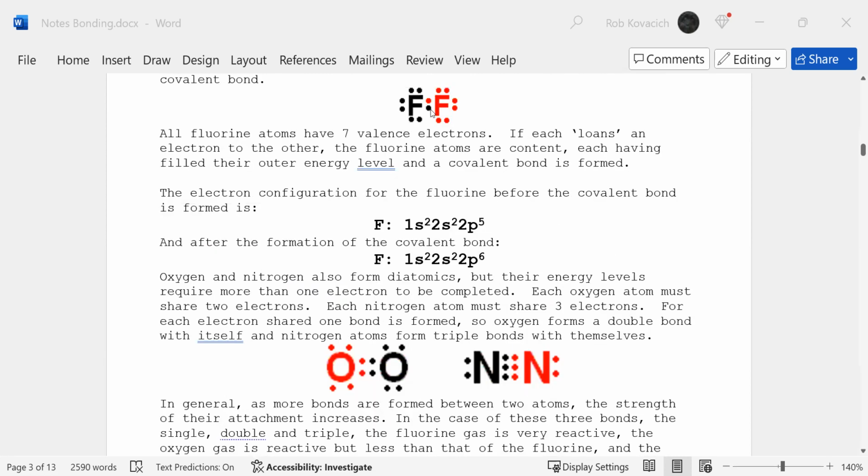And so let's talk about the relative strength. Fluorines are the most reactive of these 3. And so what that's telling me is that the single bond between the fluorines is the least strong. Oxygen is quite reactive, but not as reactive as fluorine. And that's because there are 2 bonds holding the oxygens together. The nitrogen, on the other hand, is really inactive, not reactive at all. Nitrogen doesn't do anything in the atmosphere unless something extreme occurs.